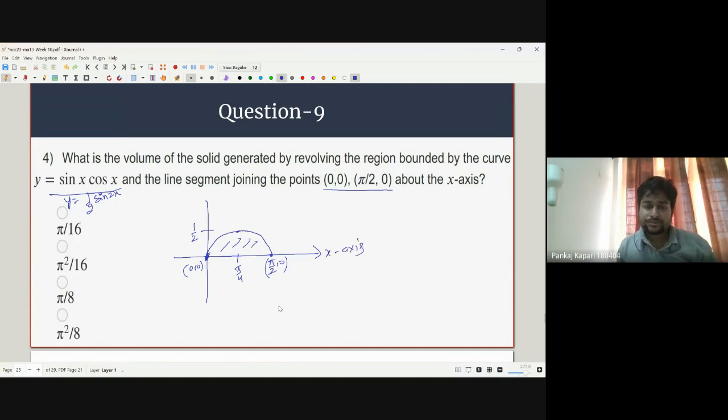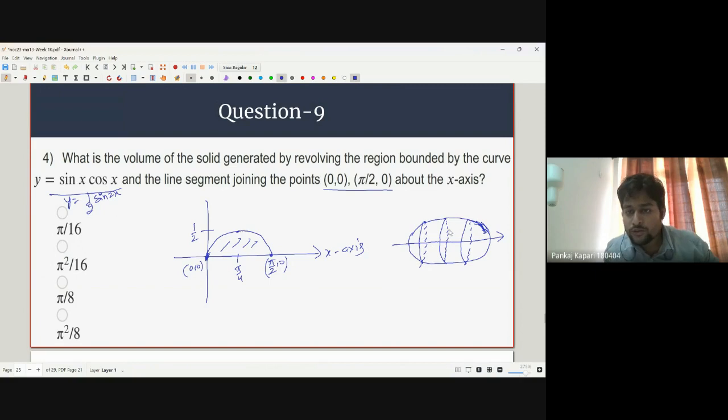And now you are revolving this region D about x-axis. Okay. So if you revolve this region about x-axis, you will get something which looks like a sphere, but it may not be completely a sphere. It can be some ellipsoid kind of thing. Like this. So the cross section will be disk, right? Again, the cross section will be disk. So these are cross sections, and this is your solid. Okay, so to find again the volume, you have to find the area of these cross sections.